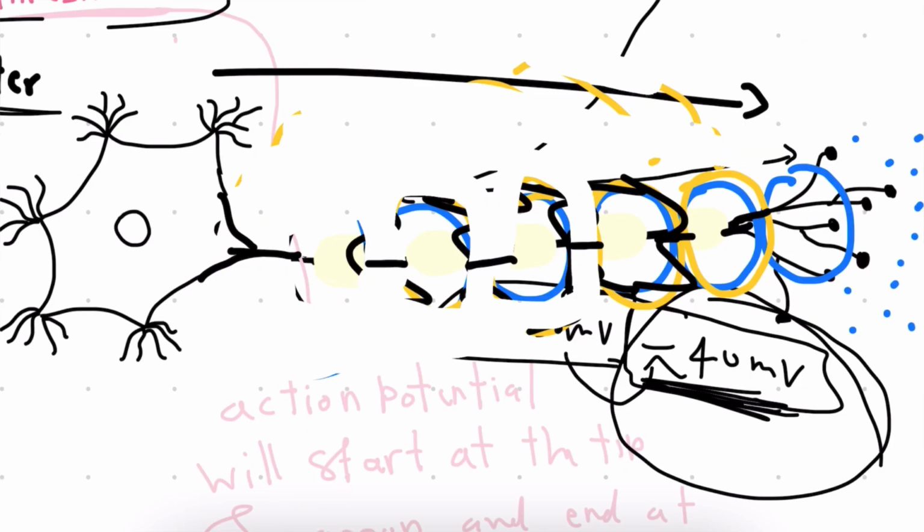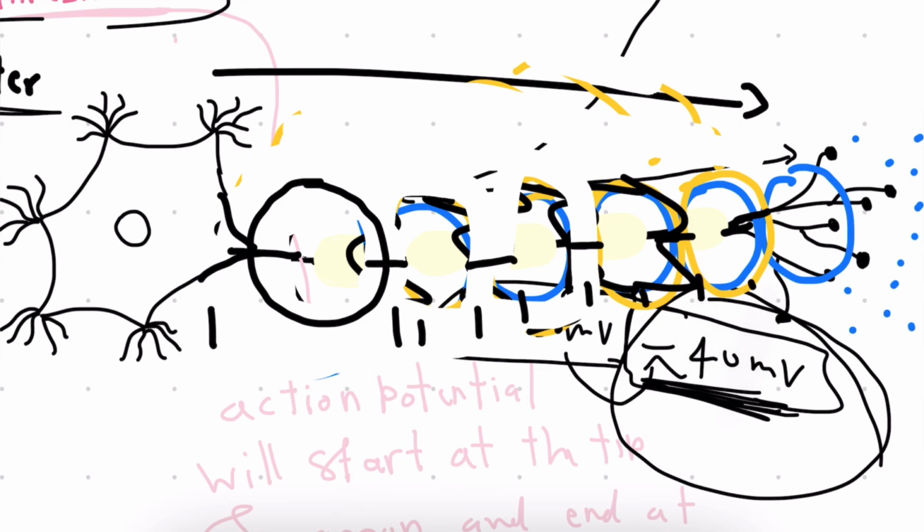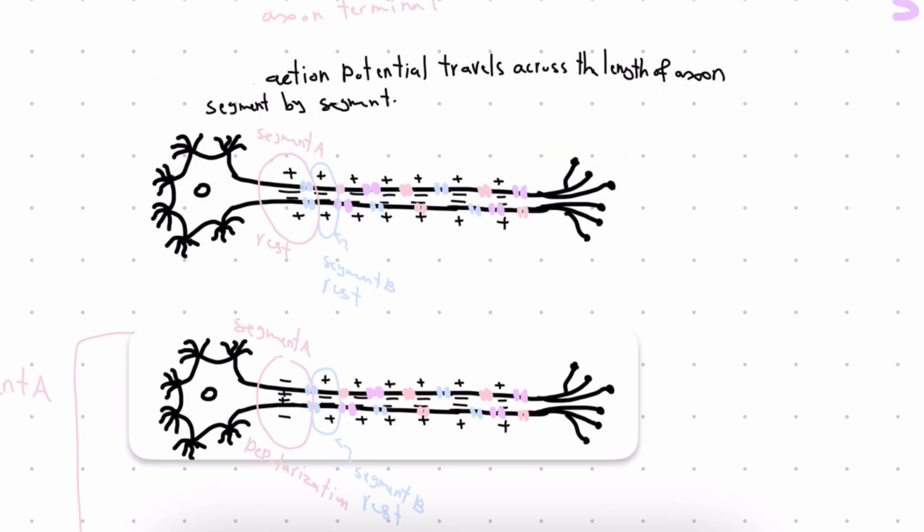And today I will just explain how an action potential happens at segment 1 in a time interval from the beginning to the end, and other segments just repeat the same process. An action potential travels across the length of an axon segment by segment. Now first we have segment A, which is at rest, and segment B is at rest.